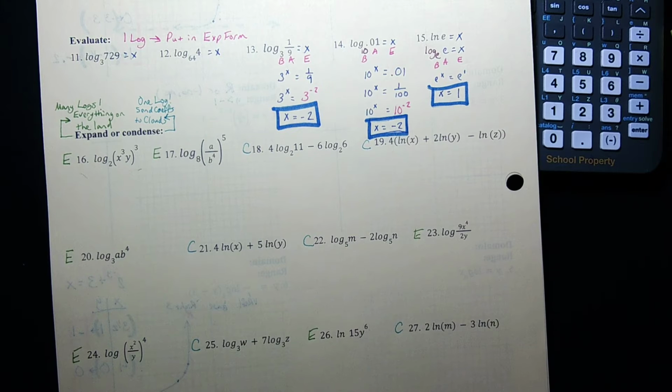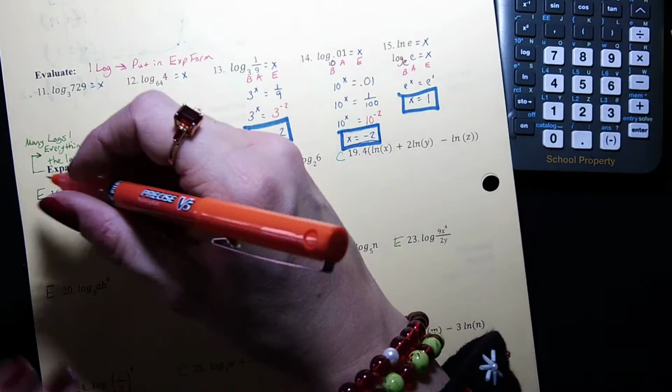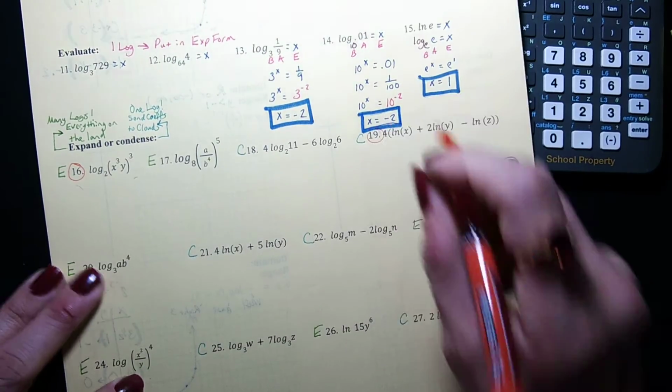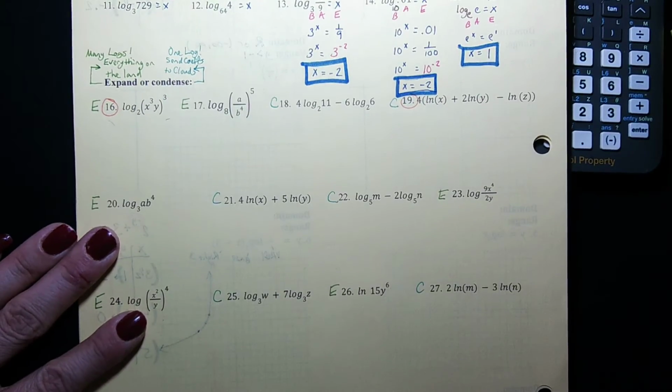If you have 1 log, we want to expand it into many logs. So all the expand ones are already single log expressions, whereas all the ones where we want to condense have multiple logs that we want to put together. So folks, I want you to go ahead and try number 16 and number 19. Give you a couple minutes to try 16 and 19.